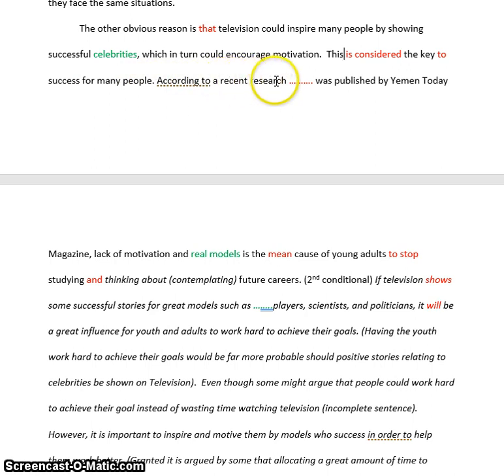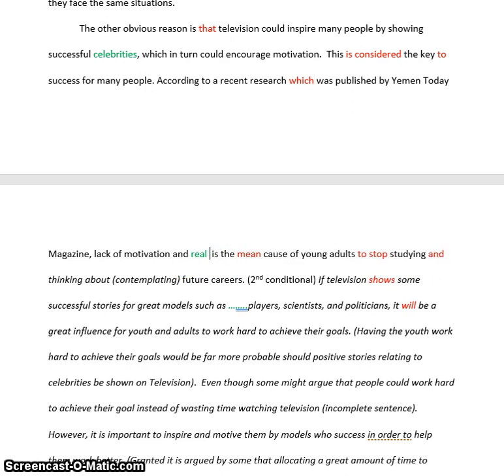According to a recent research that was published, or which was published by Yemen Today magazine, lack of motivation and real models. So here we can say real idols instead of using models, is the, I think this is what you're trying to say, main cause of young adults not studying. Is the main cause of young adults not studying and thinking about future careers. Because you have a negative sentence, we use or, we don't use and. Not studying or thinking about future careers.